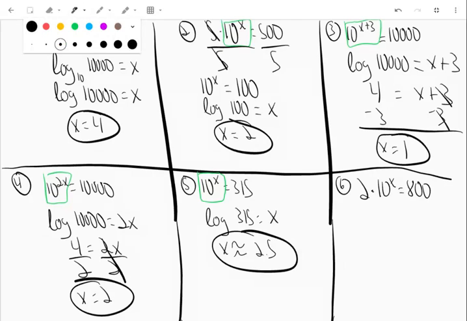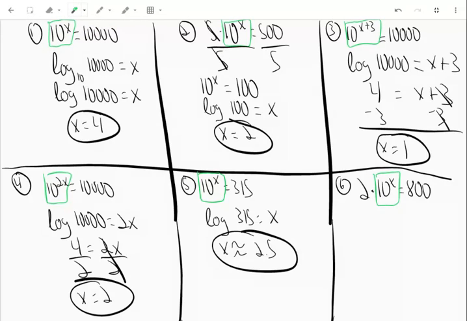Number 6. I know I'm going through this kind of fast, so if you need to pause and go back, then do so. So isolate the term with the exponent. In order to do that, I have to divide both sides by 2. So 10 to the power of x equals 400. Now rewrite it in log form. So this will be log base 10 of 400 equals x.